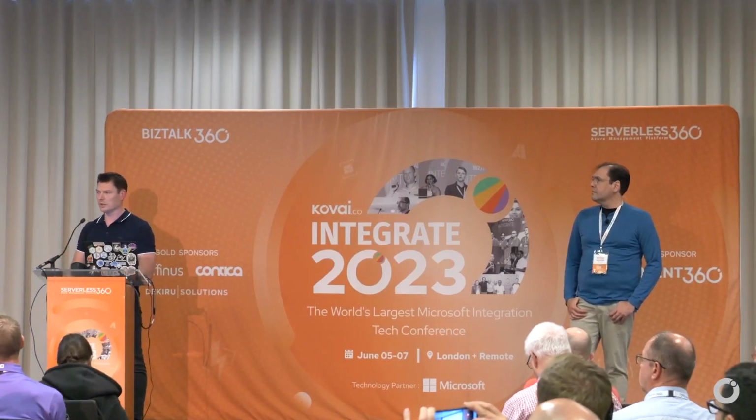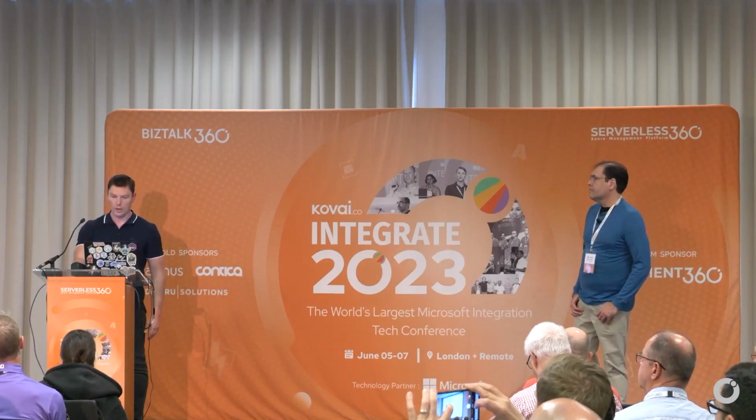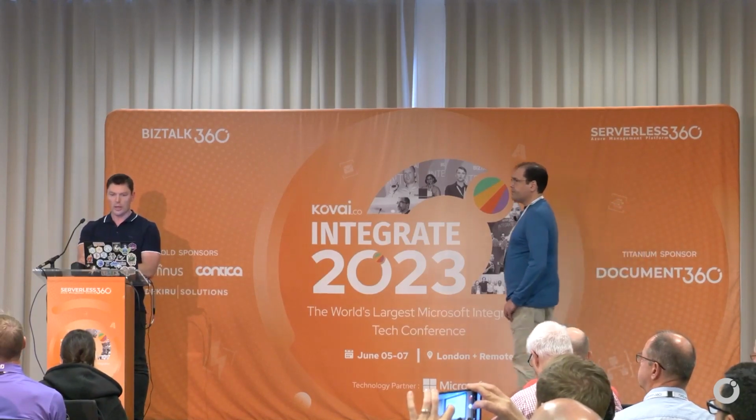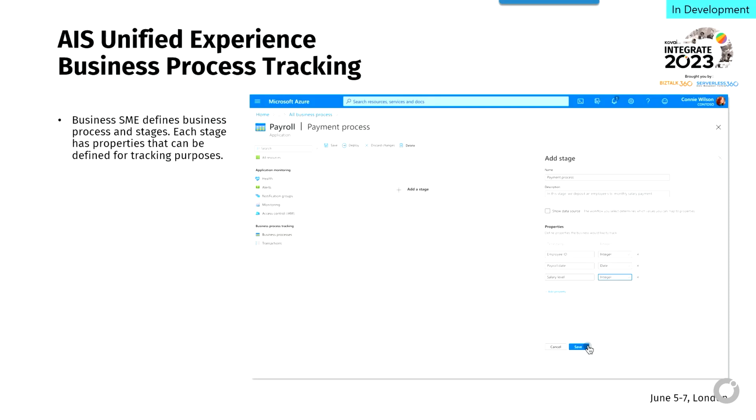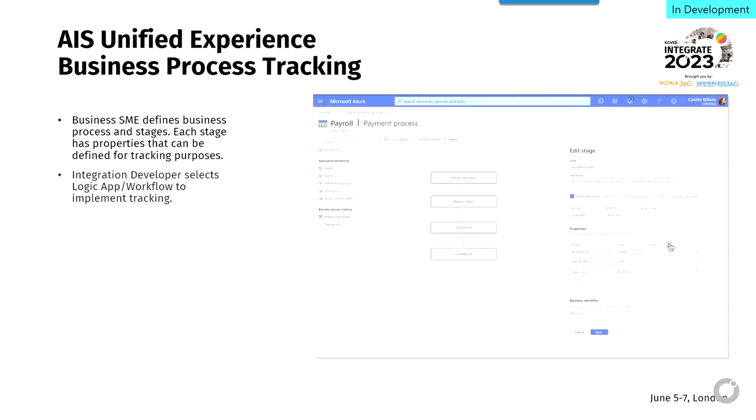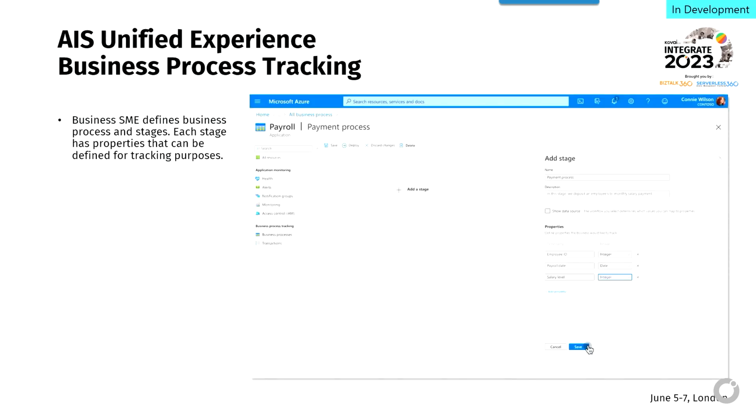So as you can see here on the screenshot, it starts from defining the business process. The business SME would log in and start defining the stages, adding the actual data that can be collected on each and every stage. In this case, I have a stage that I call payment process, and I collect employee ID, payroll date, and salary level, for example. What are the events that are important for the business, not for the technical process? That's a business process from the business point of view, right?